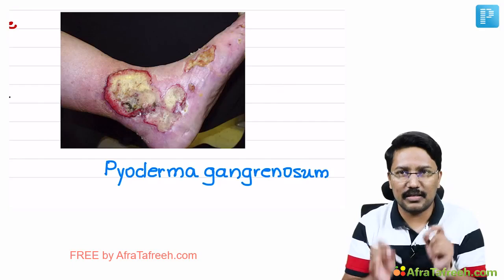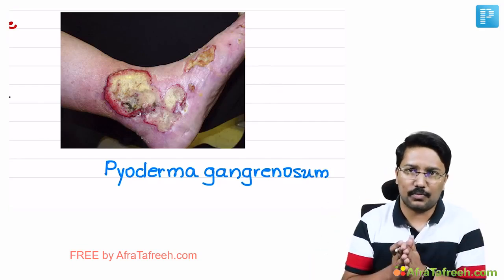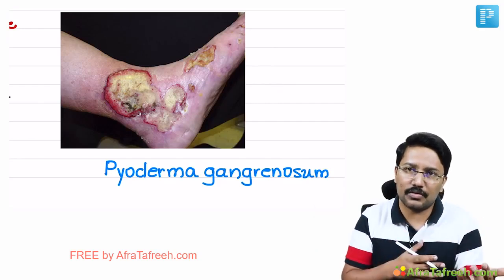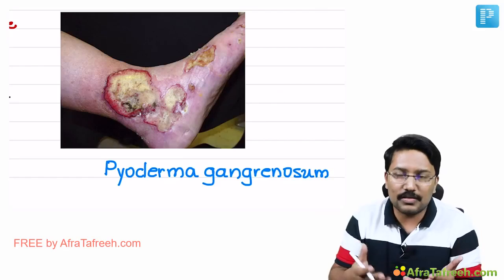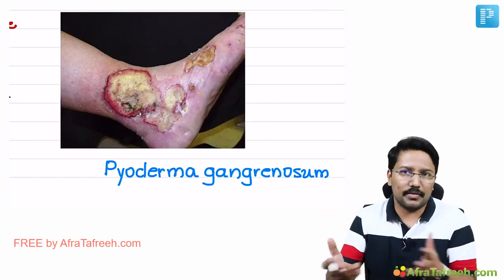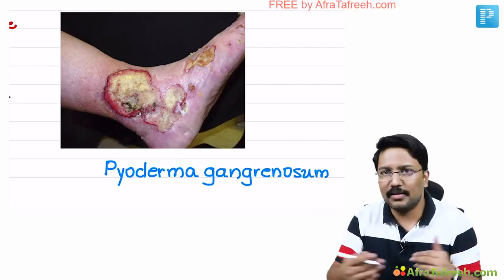So sometimes it is really challenging or difficult to distinguish between Crohn's disease and Bessel syndrome, right? Because in patients with Crohn's disease also, oral ulcers are known to occur. Patients with Crohn's disease can also develop genital ulcers, right? So sometimes it is really, really difficult to distinguish between Crohn's disease and Bessel syndrome.